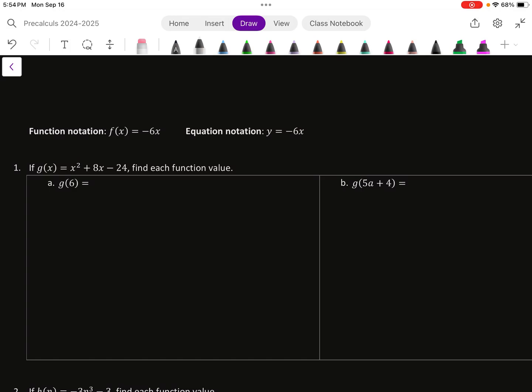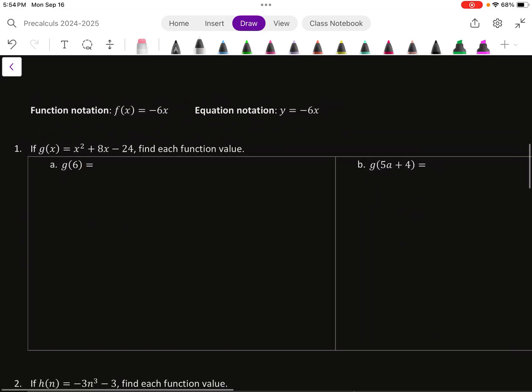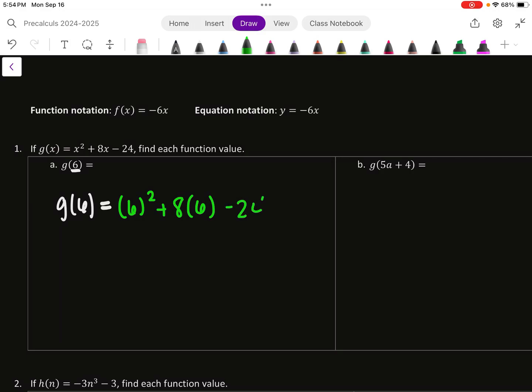So if g of x is equal to this quadratic, find each value. This first one here, we just have a value of 6. I'm just going to plug in, kind of like we did when we found our vertex, right? I have g of 6 is equal to, I'm plugging that 6 into this function. And I'm going to use my calculator as well. Put in 6 squared plus 4 times 6 minus 24. And it looks like I have g of 6 is 60. All right.